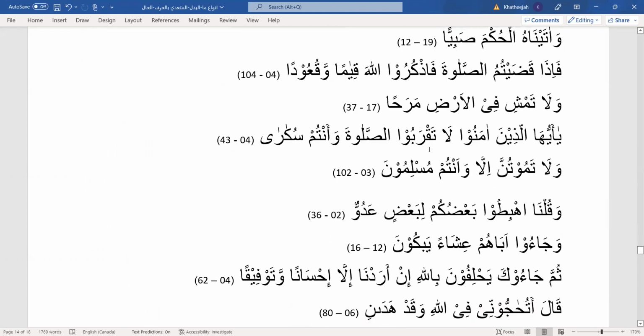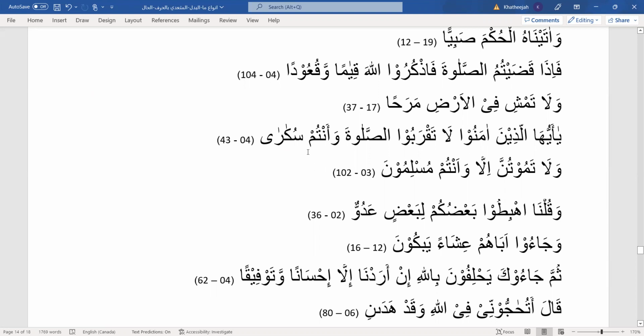Ya ayyuhalladhina amanu la taqrabu salata wa antum sukara. For those who believe, you all don't go near the prayer, and you are intoxicated. That's what we normally translate, but actually it is a jumla haliya. Over here, the whole sentence antum sukara will be labeled as hal.